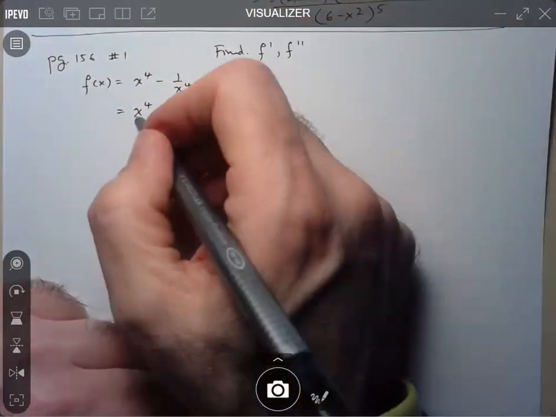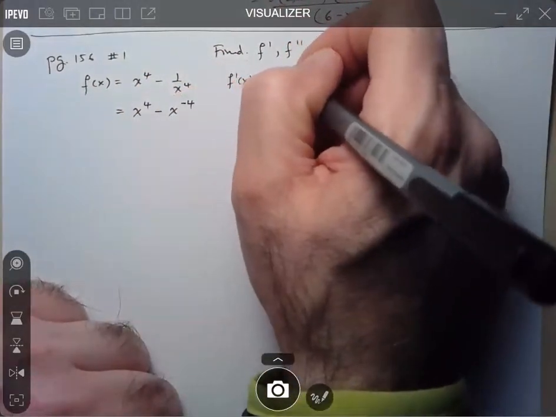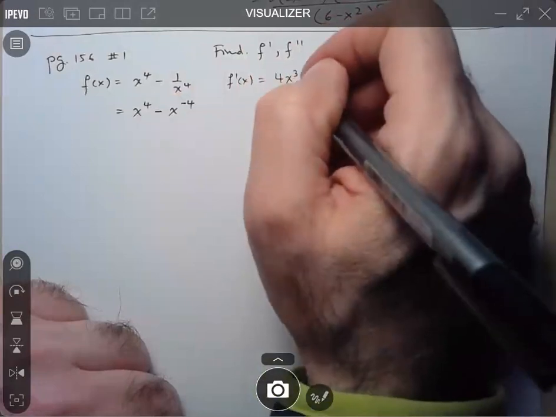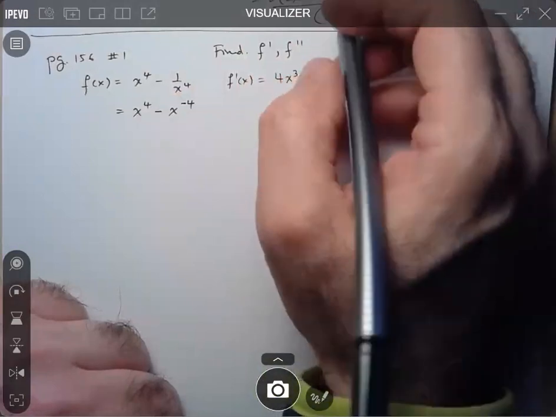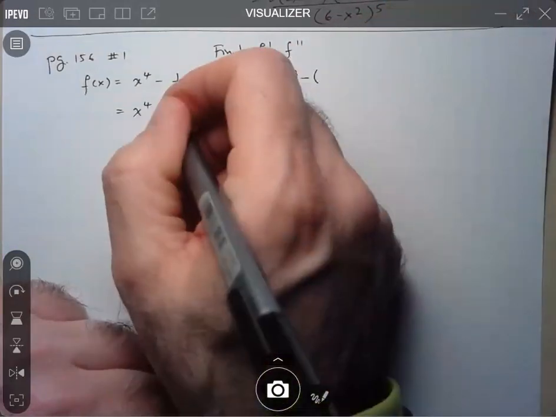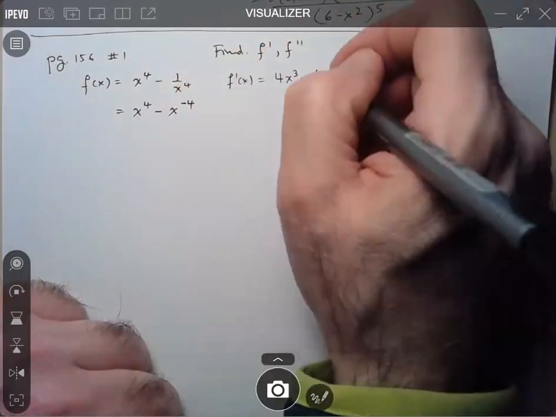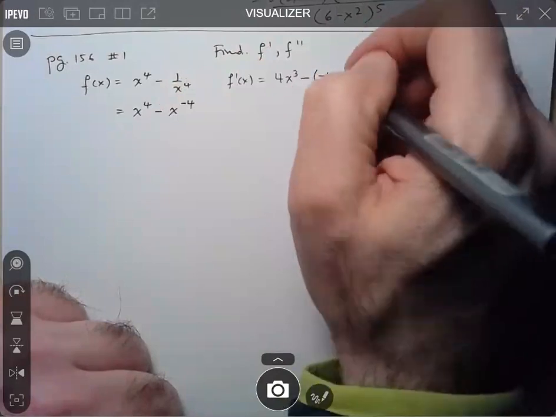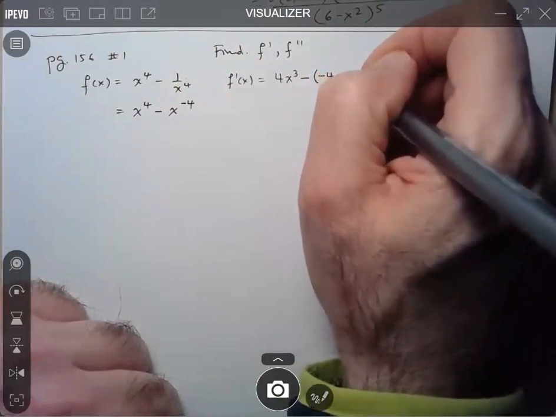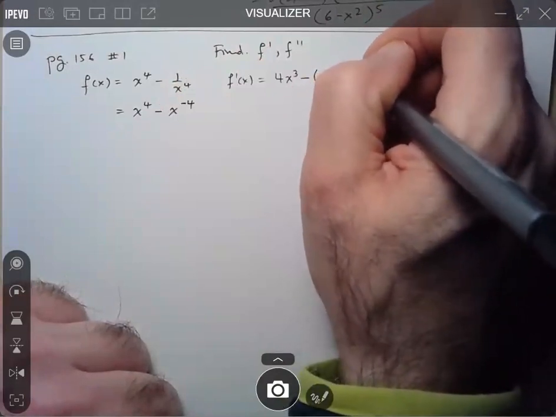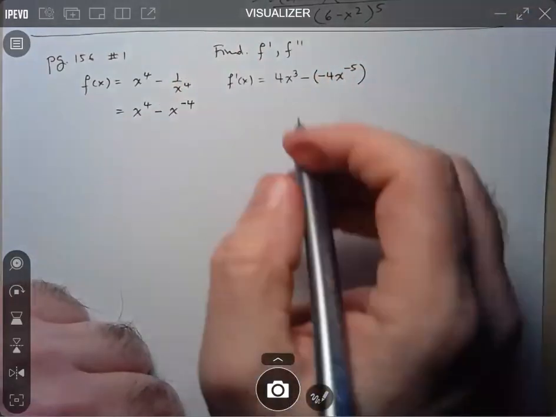Here we have the derivative of x to the 4 is just 4x cubed. And then here we've got minus the derivative of x to the negative 4. Notice I open up a bracket because I'm going to have another negative here. So negative 4x to the negative 4 minus 1, which is negative 5.